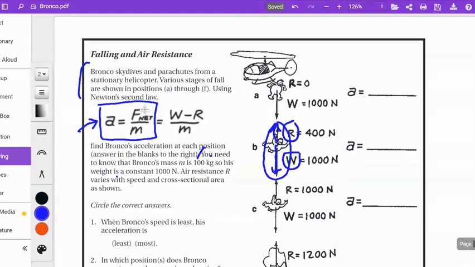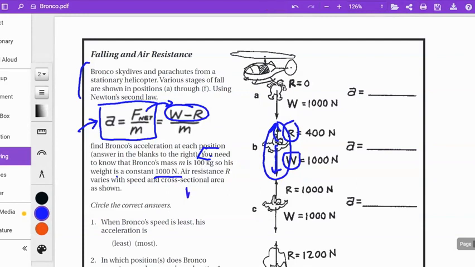So when you look at the net force in that equation, you have to subtract those two forces. I hope you remember that to find net force, if you have two forces in opposite directions, you need to do some subtracting. Okay, so we'll continue with the directions. It says you need to know that Bronco's mass is 100 kilograms, so his weight is a constant 1,000 newtons. And air resistance varies with speed. Okay, so just a quick review on that.